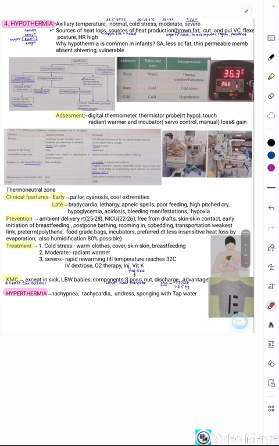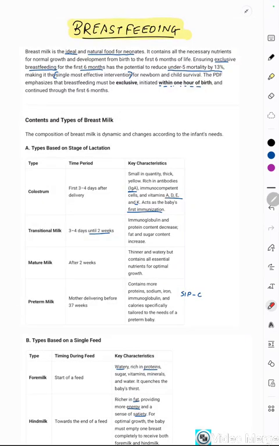Kangaroo mother care is given in case of low birth weight babies. It can be done in all babies except in sick. At least 1 hour session should be done, and it is stopped when the child gains a weight of more than 2.5 kg and the gestational age is more than 37 weeks. The mode of heat transfer is by conduction. Now, hyperthermia also presents with tachypnea, tachycardia, and the management for this is simply undressing the baby and tepid sponging is done.